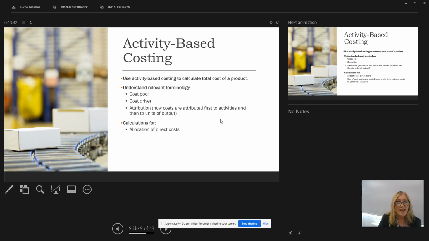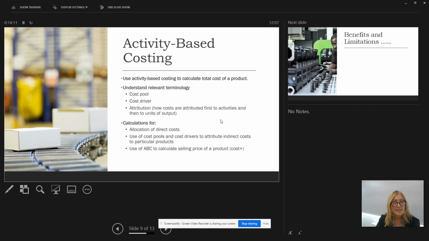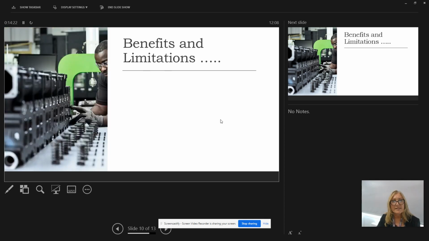We need to be able to do calculations to allocate direct costs, just like we did with absorption costing, and then use those cost pools to assemble all the costs for a particular area, and then work out what the cost driver is, and use that to attribute the indirect costs to particular products. So that's where you work out maybe how many batches or how many quality control inspections are done, and for each quality control inspection or each batch that a machine is set up for, you are attributing some overheads for that. And then you can throw all that in together and use that figure, direct cost plus the indirect costs that you've attributed, to calculate a selling price, so cost plus pricing.